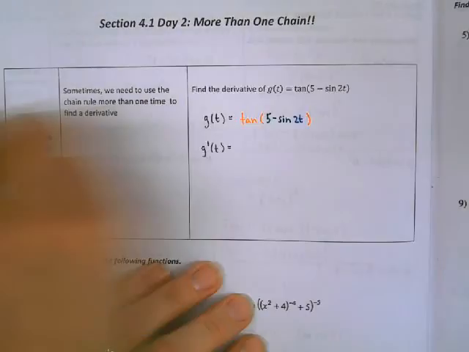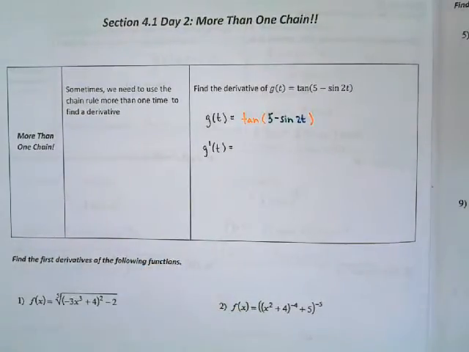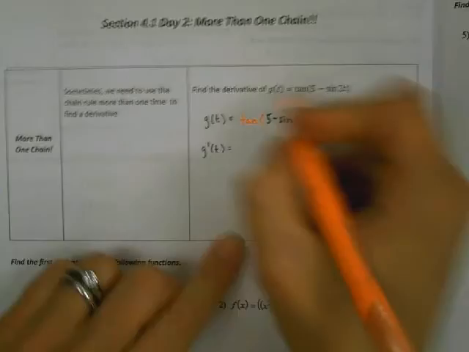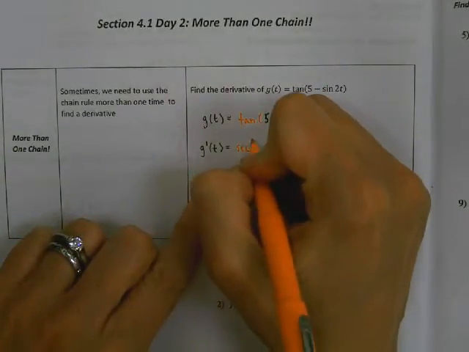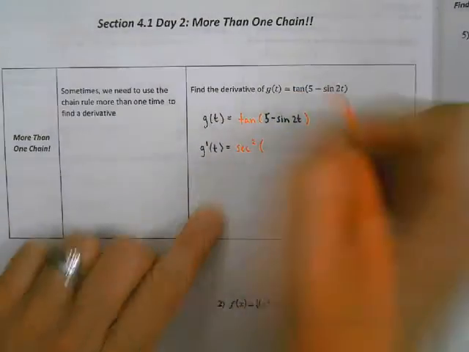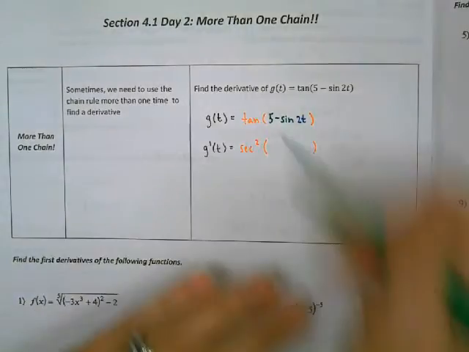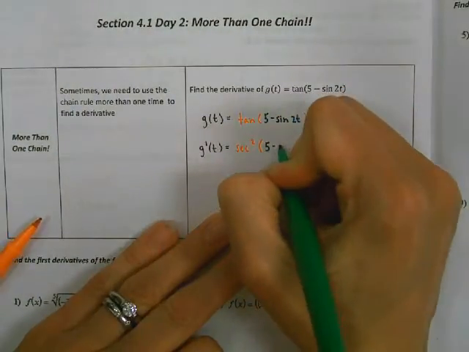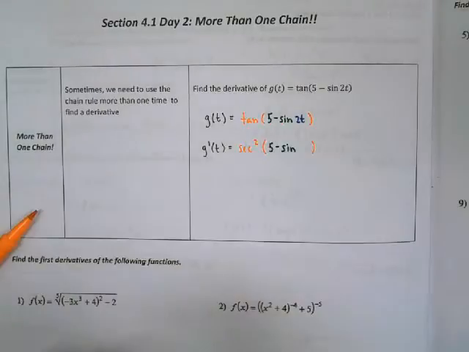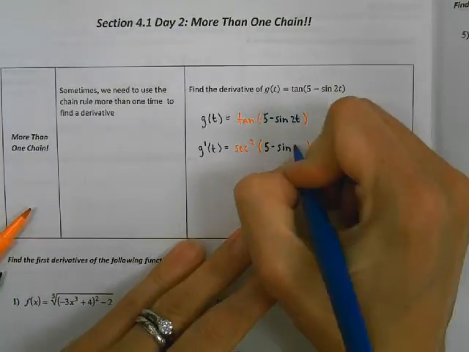So my derivative, g prime of t, I'm going to start with the derivative of tangent. We know that's secant squared. And just like before, all of my insides are going to stay the same. So I still have 5 minus the sine of 2t.